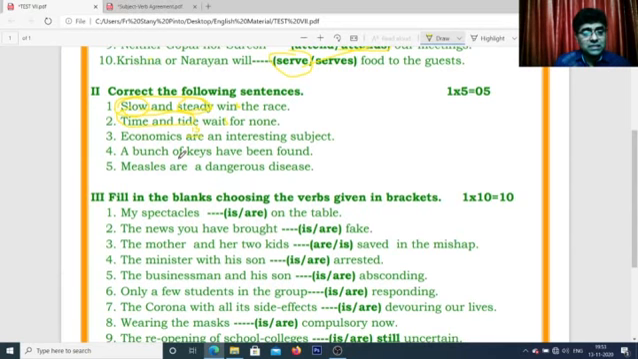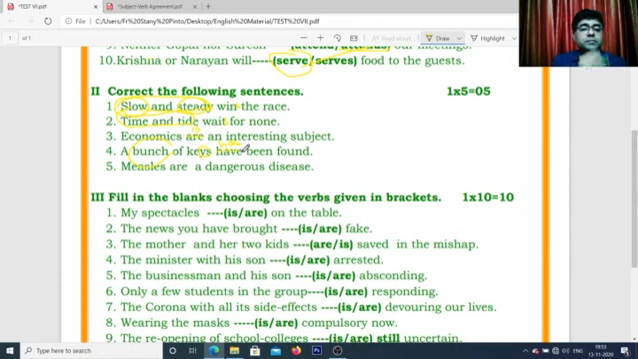A bunch of keys, I referred to you sometime back, same thing. A bunch of keys have been found. Remember, we are not referring to keys, but we are referring to the bunch. Hence, the bunch of keys, what is that? The answer should be, I'm sure you know this, bunch of keys has been found. Okay, bunch of keys has been found.